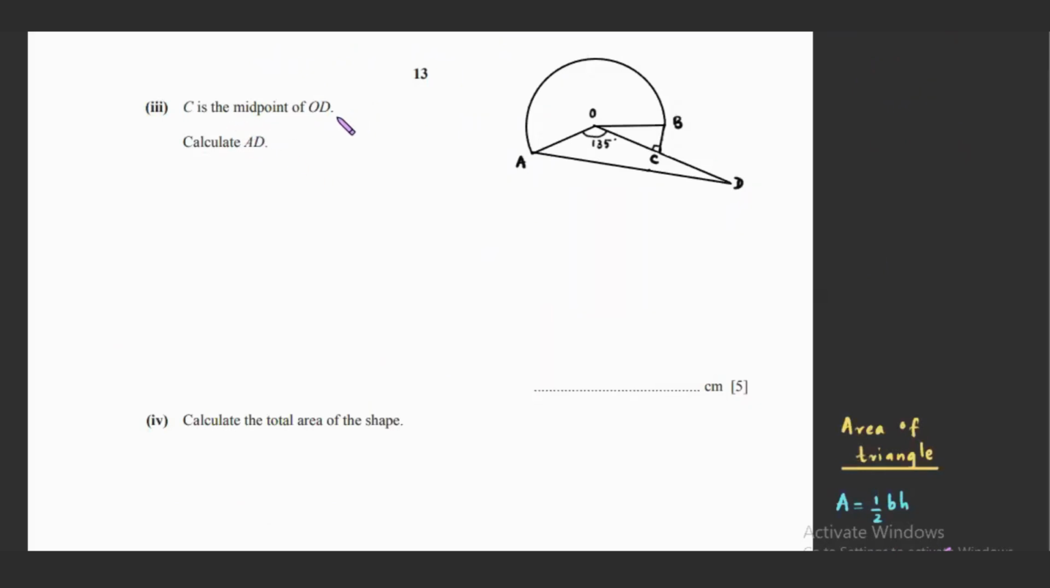C is the midpoint of OD. So I have drawn a small diagram similar to the one that we have above here, so that it's easy for us. So C is the midpoint, which means this side and this side will be equal to each other, and we are supposed to calculate the length of AD. So this line is what we are supposed to calculate.